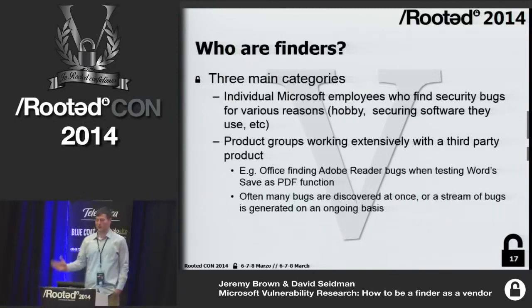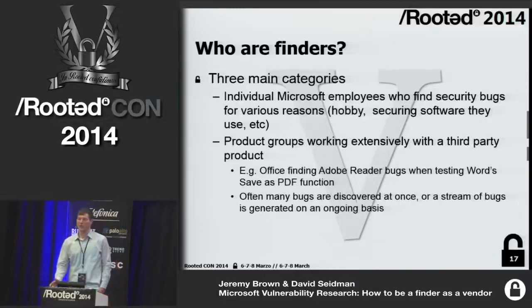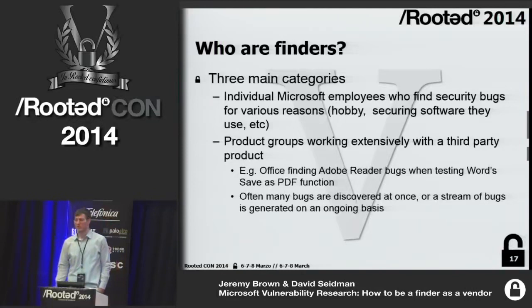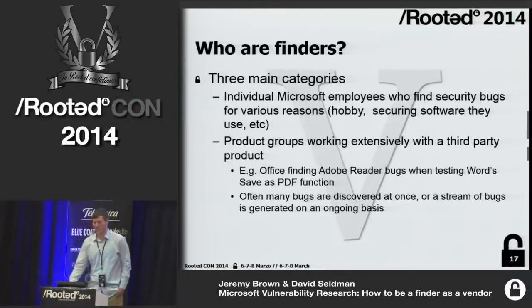So who are the finders at Microsoft? Are they just people who find bugs as a security hobby? Are they product groups? Well, they are both. They're product groups just maybe working with a third-party product to find bugs. They're people who just like finding bugs. Like, for example, me, I'm kind of in that category. I just like finding bugs, and I'm interested in that kind of research. So that's how I contribute to MSVR.